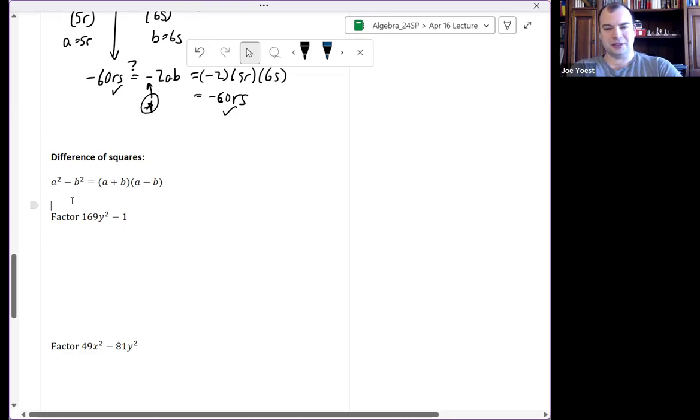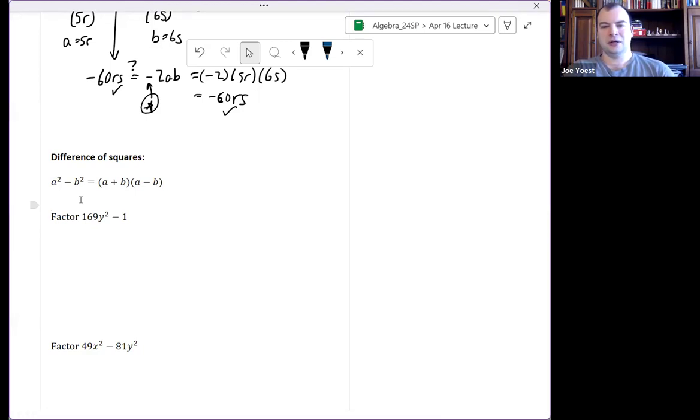Factoring going the other direction, this is going to be a very useful pattern to be able to recognize, the difference of two squares. If I have only two terms, if both terms are perfect squares, and if one of the terms is the opposite sign of the other, if one of the terms is negative and one is positive, then I have this difference of squares pattern.